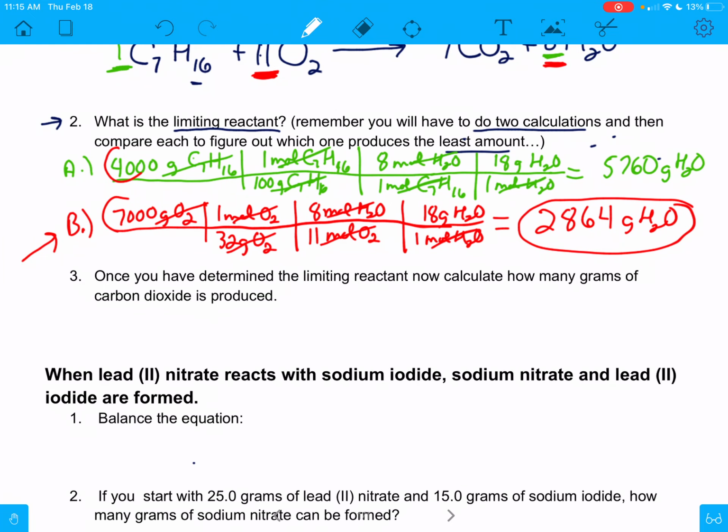And number 3, it says, once you've determined the limiting reactant, now calculate how many grams of carbon dioxide is produced. So to do that, we're going to use this guy right here, because that's the maximum amount of carbon dioxide that I can make, right? I have to go with the smallest amount.